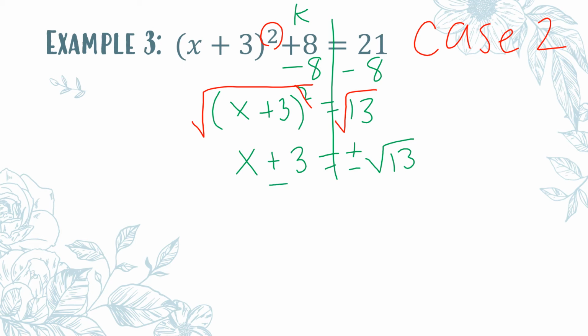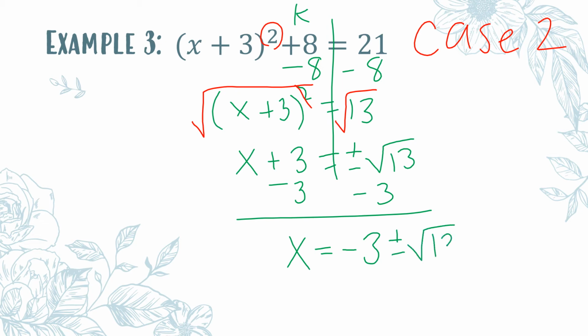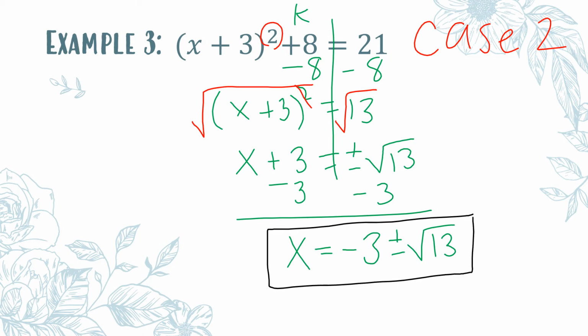So now my final step is to move the 3. Now this is very different from the last problem. I can't do 13 minus 3 because they're not the same radical. I don't have the same number underneath. I can't actually combine a whole number with a square root. So I'm going to write this as negative 3 and then plus or minus the square root of 13, and that is my final answer.